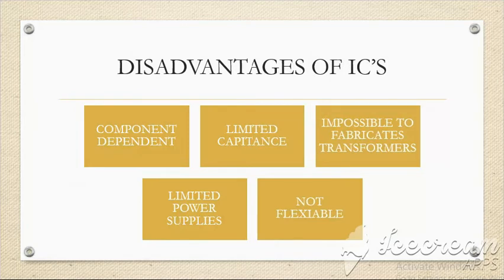This is some of the disadvantages of ICs. The first one is that ICs are component dependent. It means if an IC fails, the whole IC has to be replaced by a new one. Next is limited power rating. Third, it's impossible to fabricate a transformer. Fourth, unlimited power supplies, and the last one is not flexible at all.